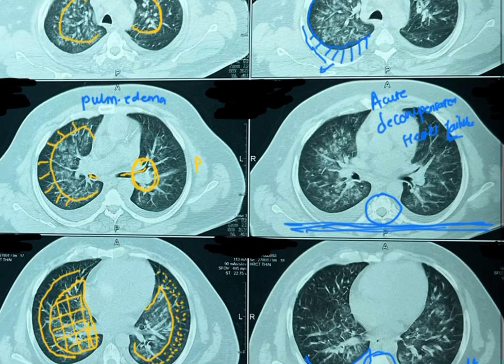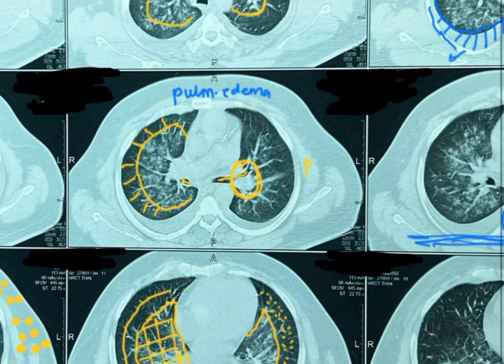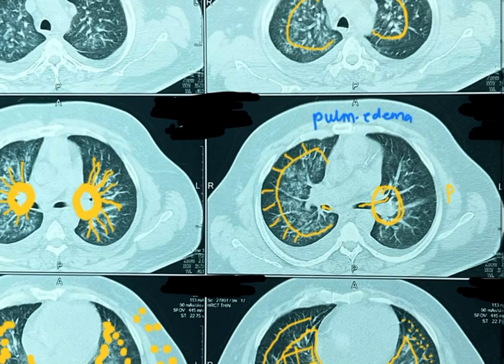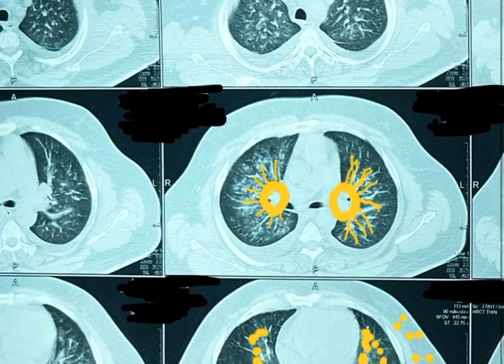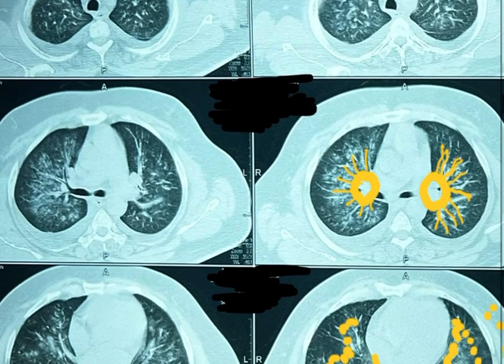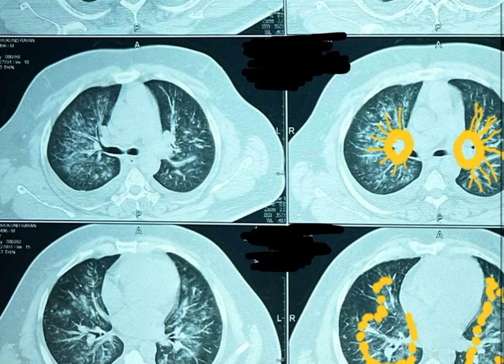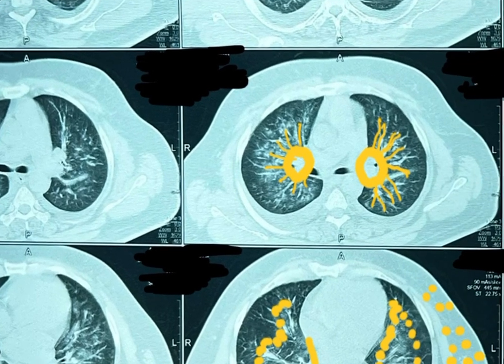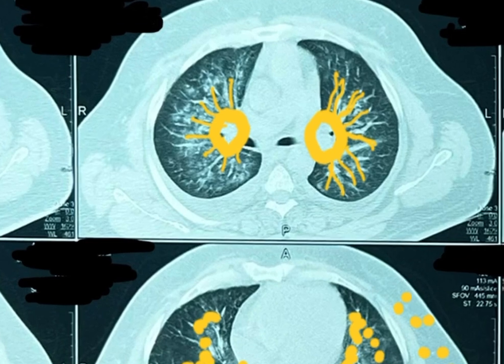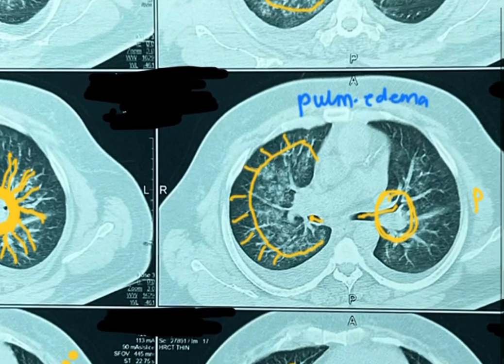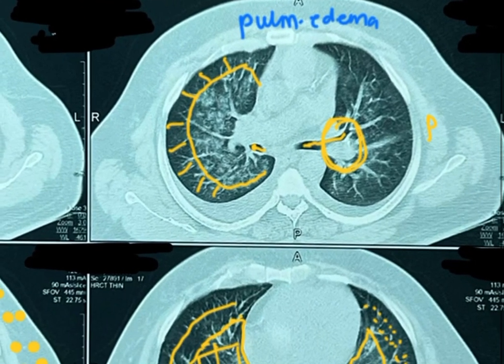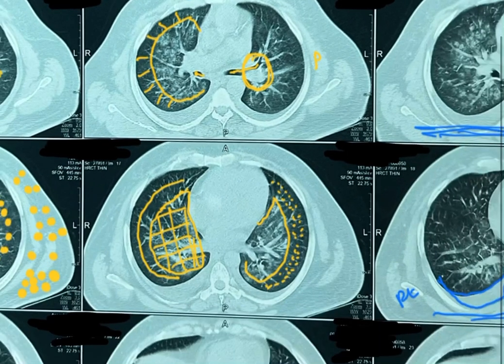So what we need to find is effusion into the fissure or pleural fissure. So I'm just trying to find. Okay, it is not an ideal location to see. So I'll definitely show that.